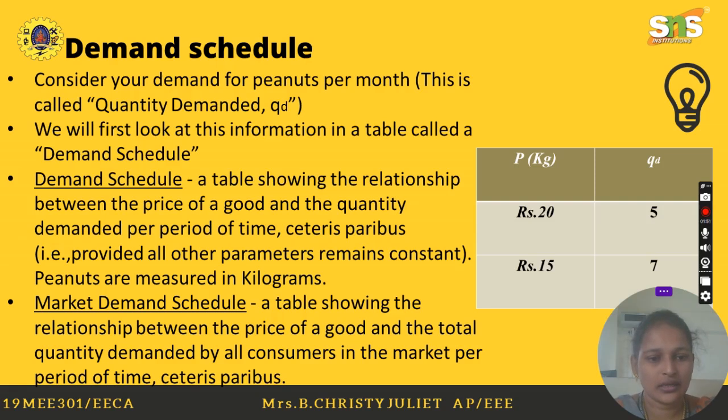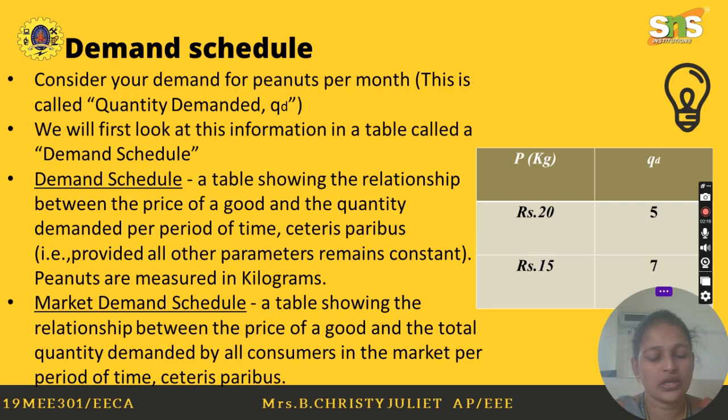In a proper definition we can say that a demand schedule is a table showing the relationship between the price of a good and the quantity demanded per period of time, and ceteris paribus, which means provided all the other parameters remain constant. And here in the given example the peanuts are measured in kilograms.